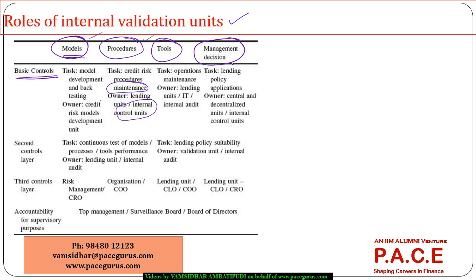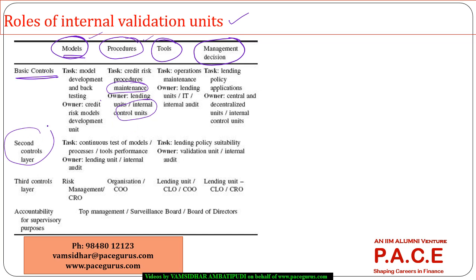And when it comes to the management decision, the basic controls are associated with the lending policy applications, so who needs to be given a loan, who need not be given. So there could be a kind of centralization or a decentralization with respect to the various internal control units.